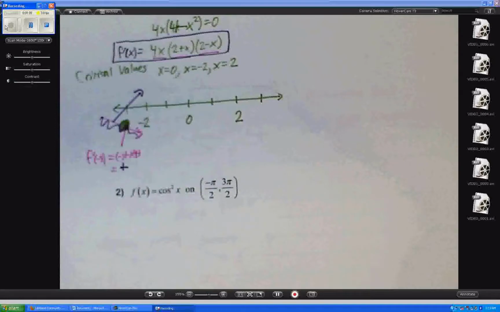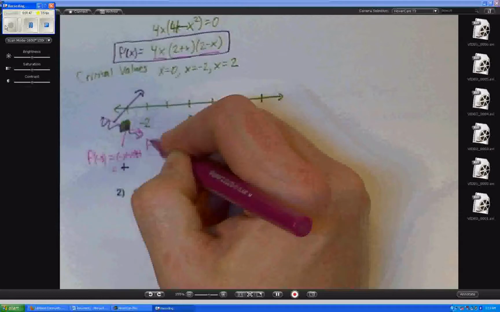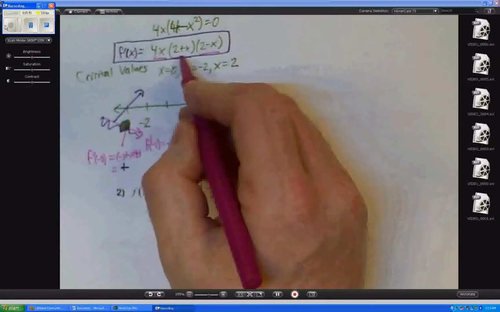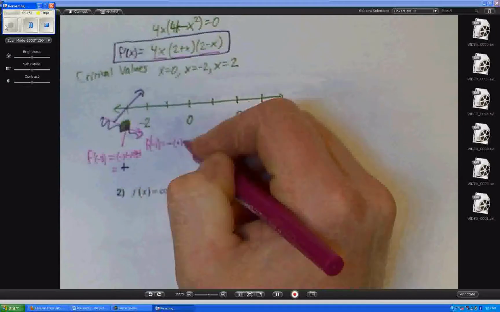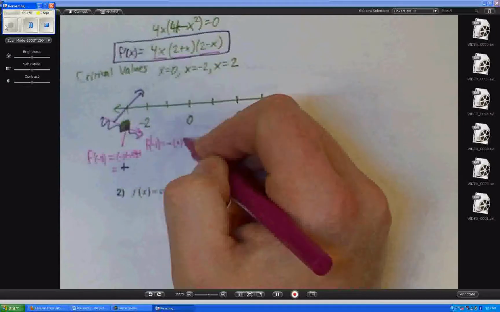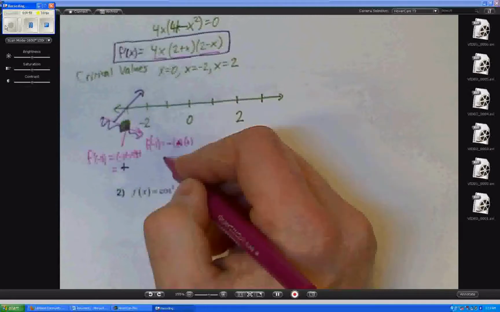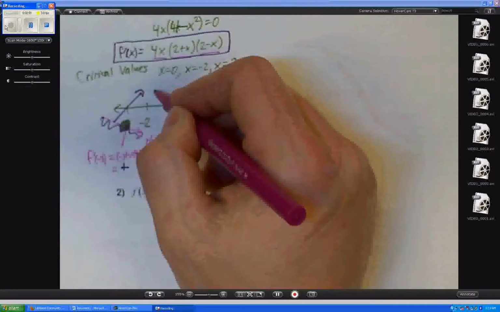Okay, what comes next? If you put in -1, let's see, f prime of -1, I get negative, this time the middle one's positive, 2 and -1, right? And the other one's positive. So I get negative times positive, I get negative. So this part we are decreasing between -2 and 0.